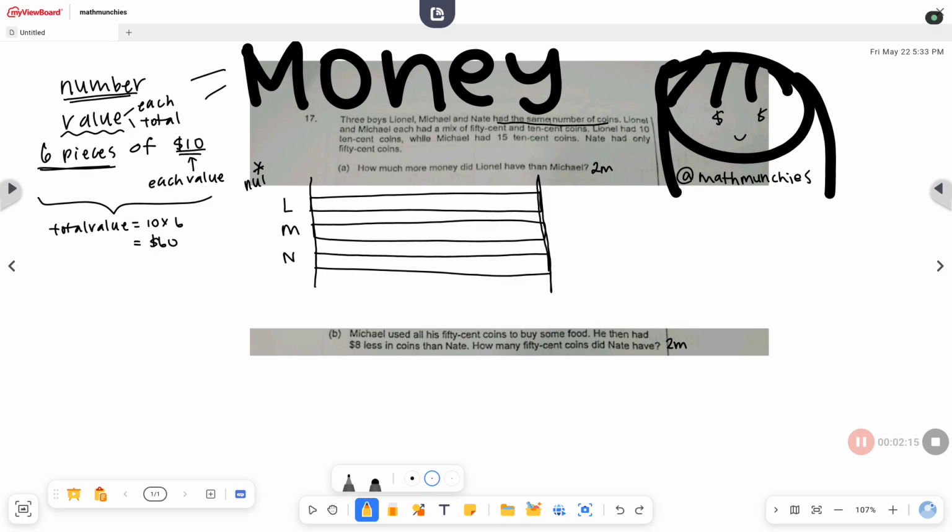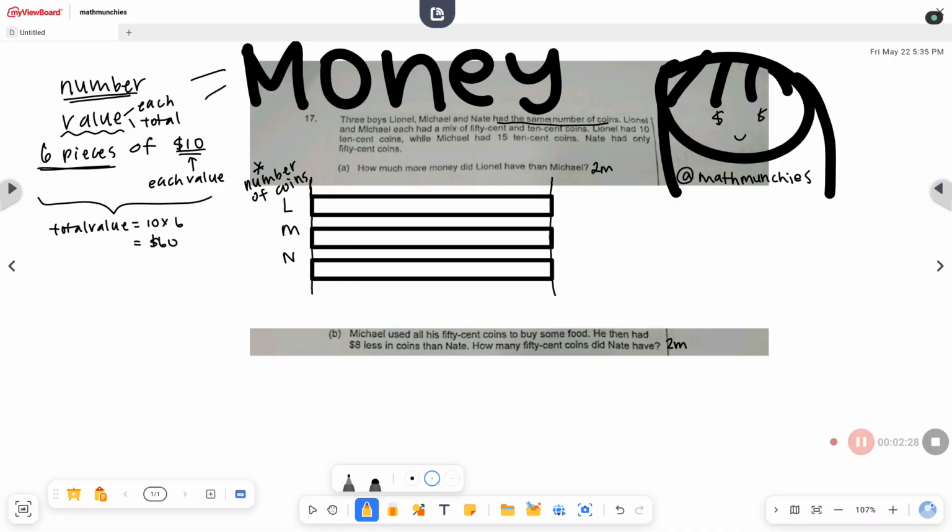I'll give you some time to copy it down first before it gets too messy. So take note that this whole rectangle represents the number of coins. It's not talking about the value, but rather the number. Now let's move on. What's the next clue that they tell me?